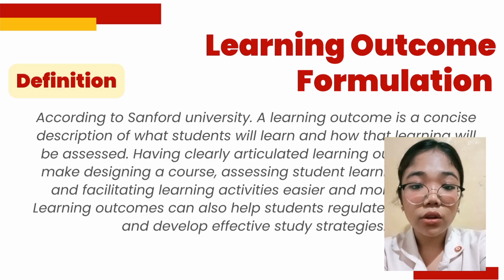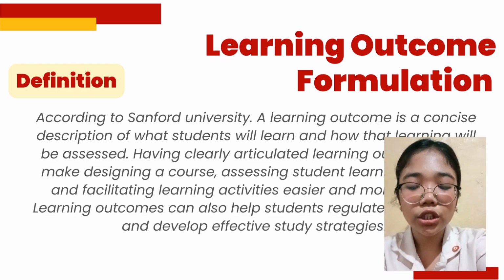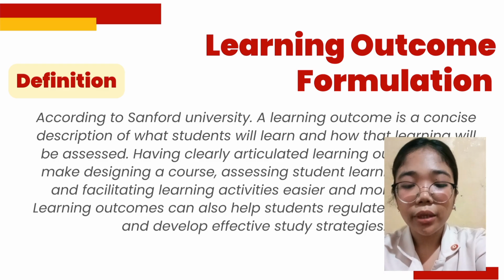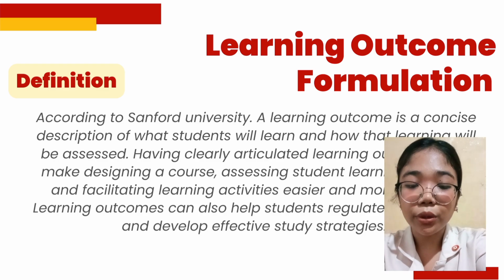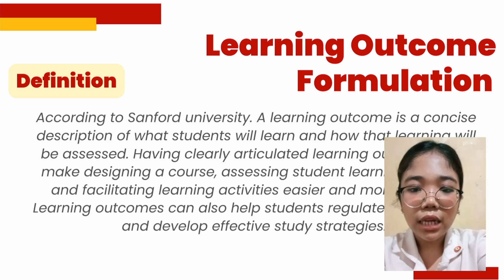Learning outcomes can also help students regulate their learning and develop effective study strategies. So, in short, a learning outcome refers to specific knowledge, skills, and attitudes that a trainee should demonstrate upon completing a training program. It is important because it provides clear and measurable goals for what a trainee should know, be able to do, or value after the program. So it stands like a guide.